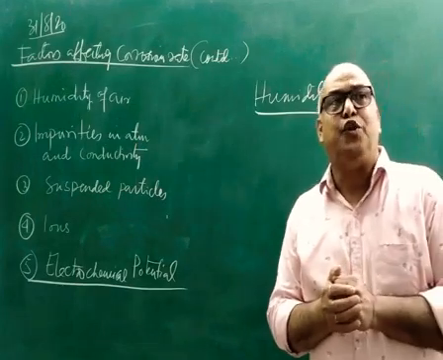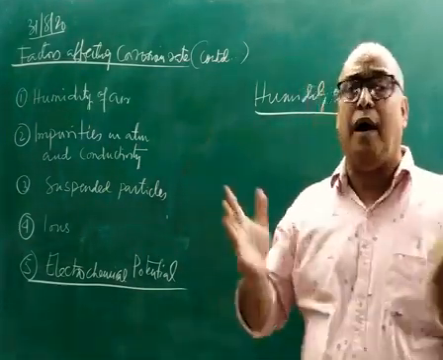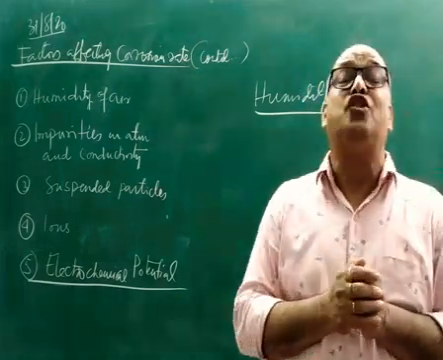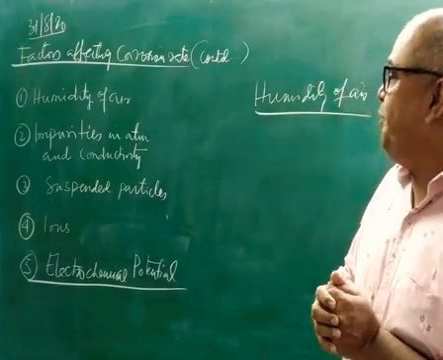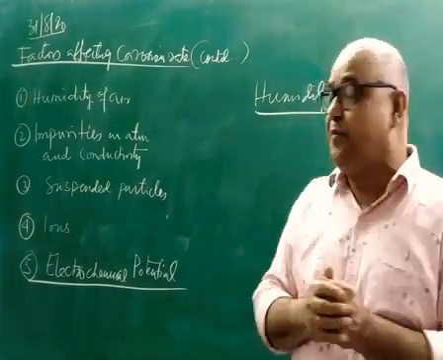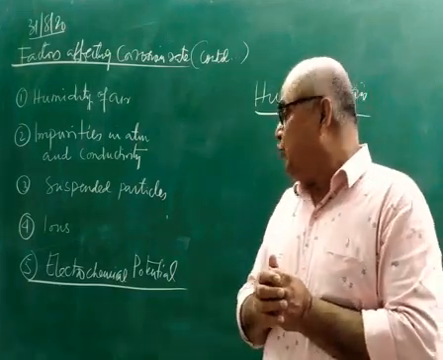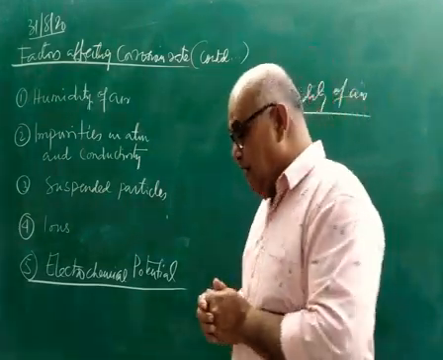Dear student, today we will be discussing the rest of the aspects regarding factors affecting corrosion rates. They are humidity of air, impurities in atmosphere and conductivity, suspended particle, ions and electrochemical potential. Let us start with humidity of air.